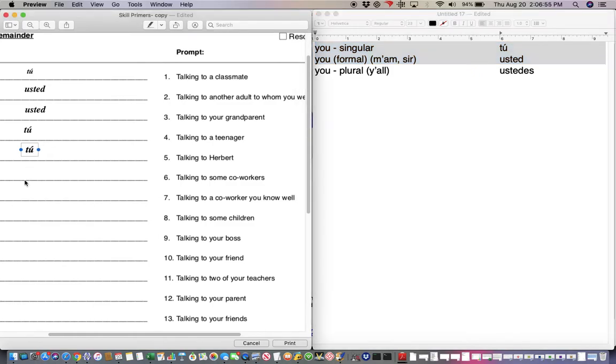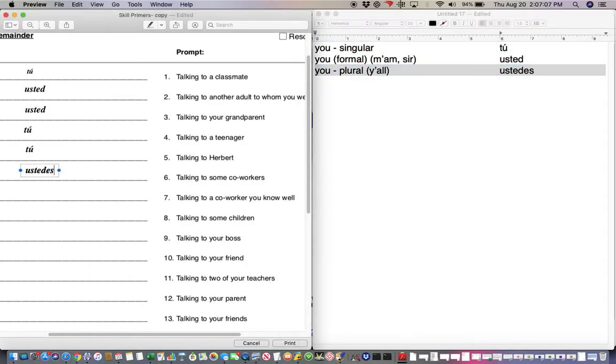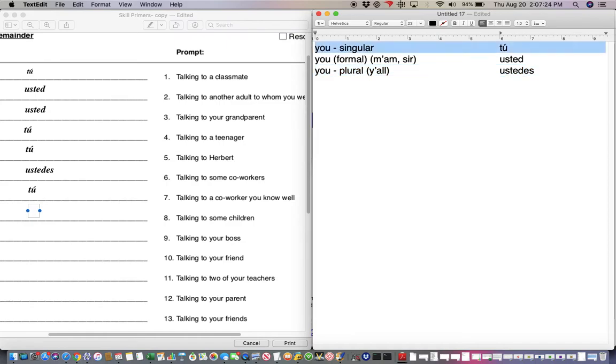So tú. Number 6, talking to some coworkers. Okay, that's not singular. Both of these are singular. So it's plural. So this one has to be ustedes. Number 7, talking to a coworker that you know well. So you're friends with this guy. You're familiar with him. You talk often. So tú. You're not going to use sir or ma'am with him. Talking to some children. It's definitely not going to be one of the singular ones. So talking to some children, that's going to be ustedes.